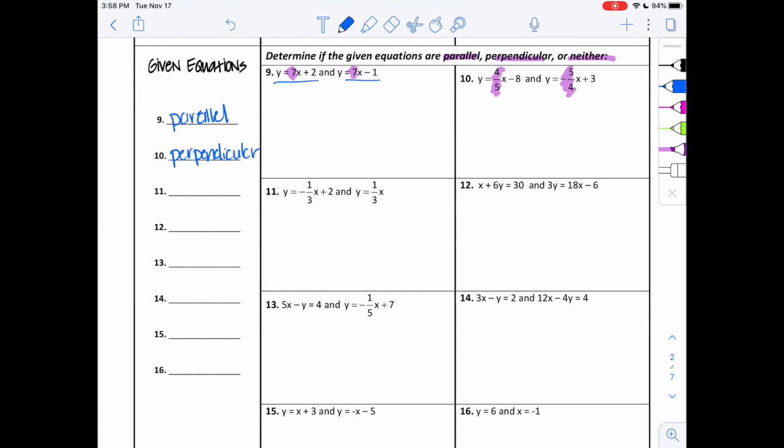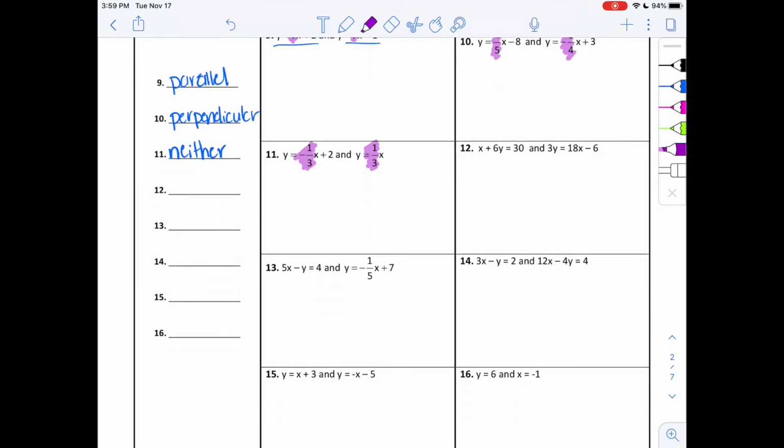Let's look at one more example. Number 11, comparing my slopes, negative 1/3 and positive 1/3. They're opposites, one is positive and one is negative, but they're not reciprocals. So they are neither parallel or perpendicular. They must be opposite and reciprocals to be perpendicular, and they must be exactly the same to be parallel.